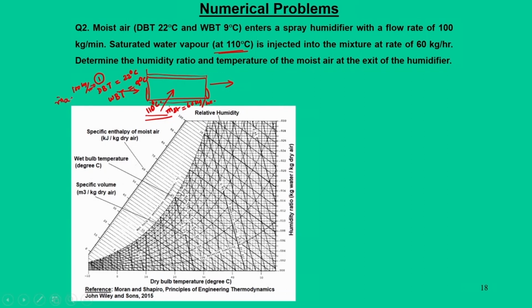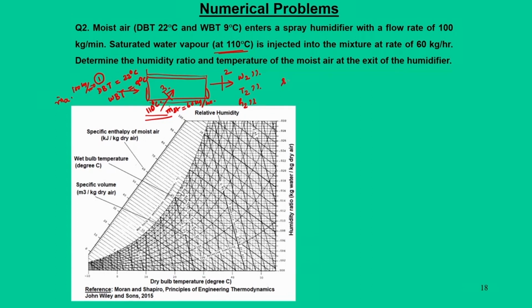m dot A, and the leaving state we do not know. We want to find out the humidity ratio and the temperature. We also have to find the enthalpy, because without enthalpy we cannot find the temperature. So, that is state 2, and this is state 3.